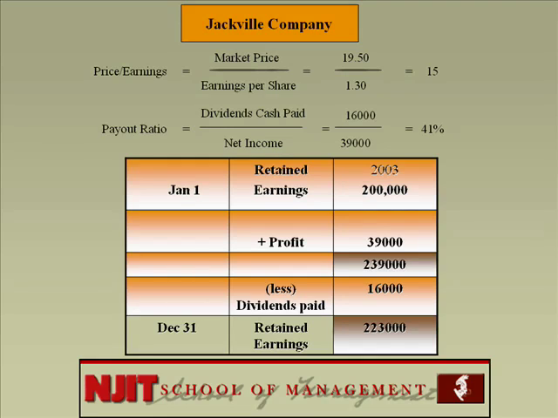What does 41% mean? It means that 41% of earnings were paid out as dividends. That's not too bad. 40% is acceptable. It's not considered too high, nor too low. We did a lot in this module, and we covered some very important sections. I hope you understood it. And that's the end of Module 10.